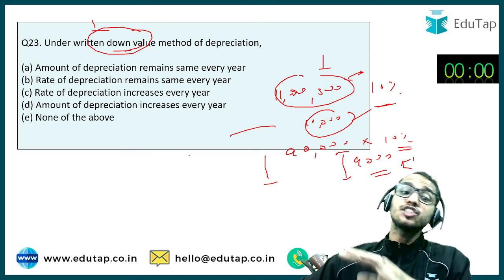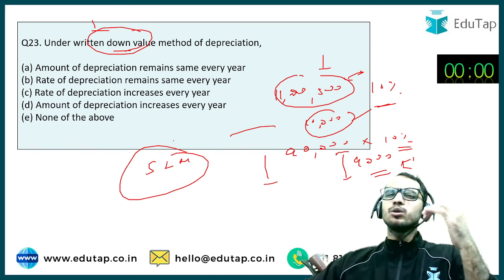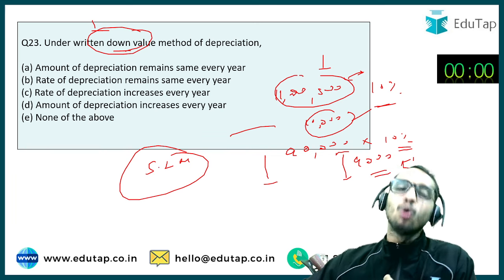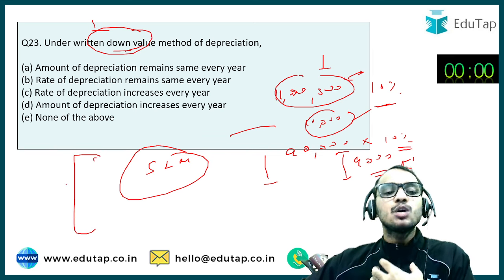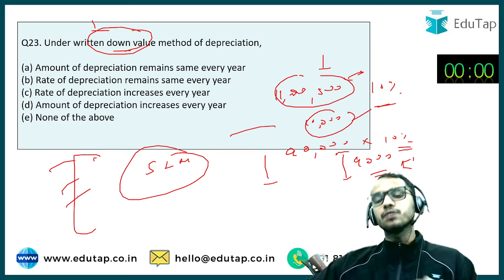Okay? And in the straight line method, what was the logic? You are assuming that machine is going to give you equivalent benefit for all the years for which you are going to hold that. It is giving you equal benefit for all the years. Therefore, you are charging equal depreciation for all the years.